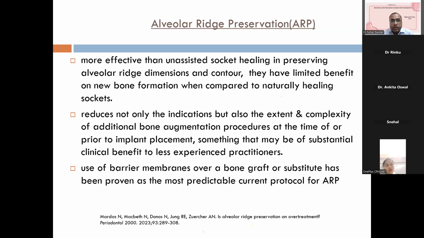This ARP or socket preservation reduces not only the indications, but also the extent and complexity of additional bone augmentation procedures at the time of or prior to implant placement. So that's a huge benefit of ARP: the quantity of additional bone augmentation also reduces. Something that may be of substantial clinical benefit, especially to a new beginner in the field of implantology. So what do you use? You also use a barrier membrane over a graft or substitute, which has been proven as the most predictable current protocol for socket grafting.